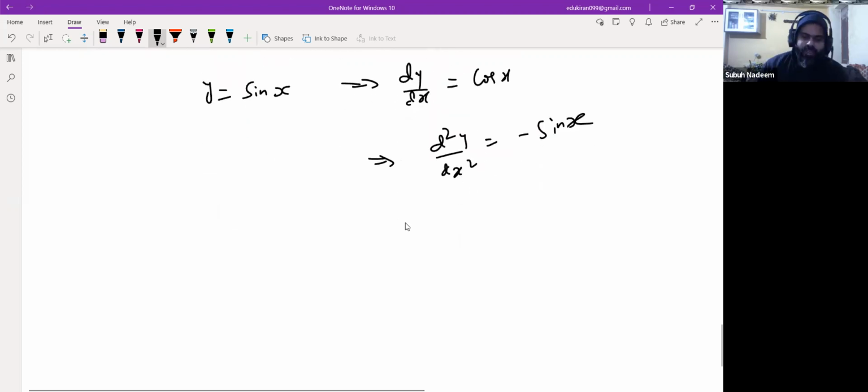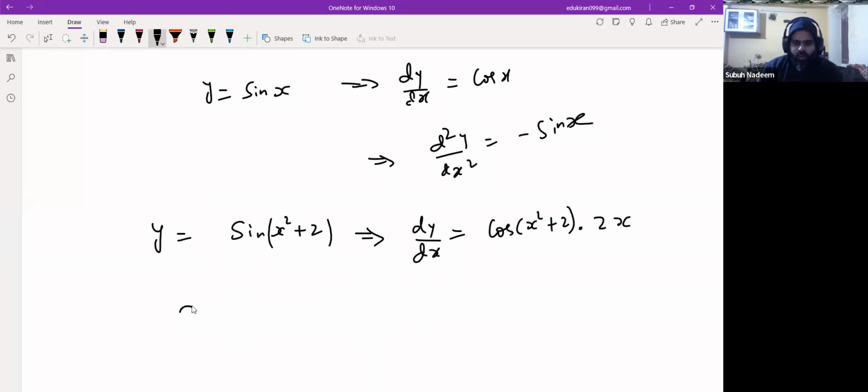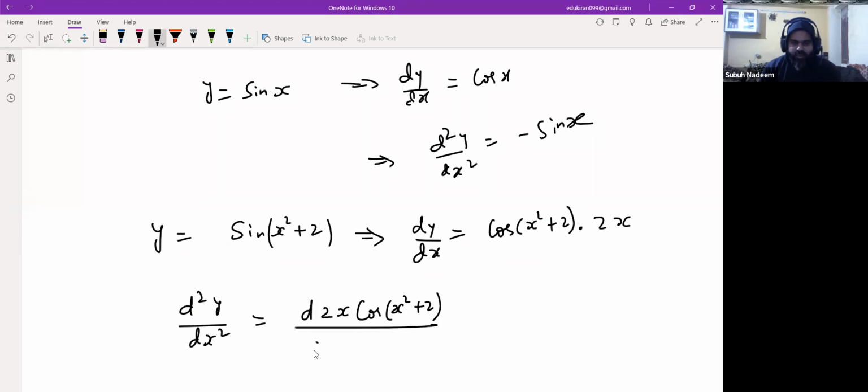Similarly, if you take a little different type of example, which is like sine of x square plus 2. When you differentiate it, you will get cos of x square plus 2, and further by chain rule 2x. This is what you will get. Now you are asked to find d2y by dx square. That means you will differentiate 2x cos of x square plus 2, which you got above, with respect to x again.